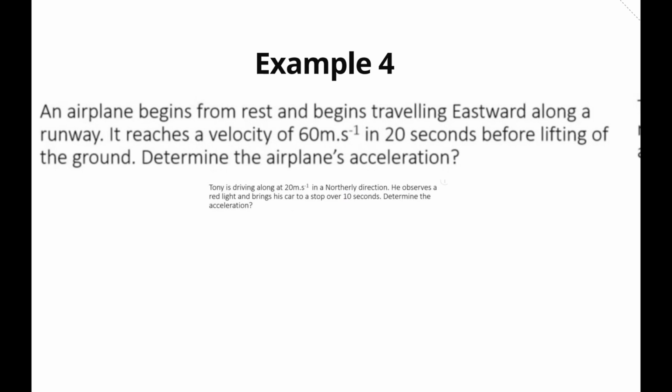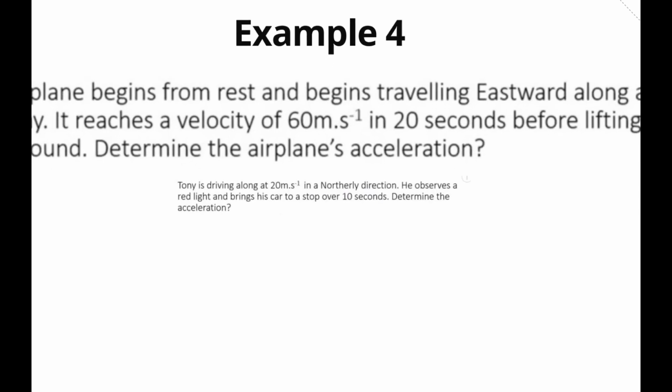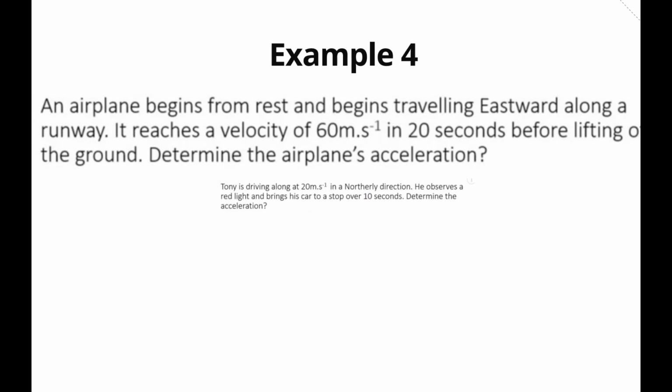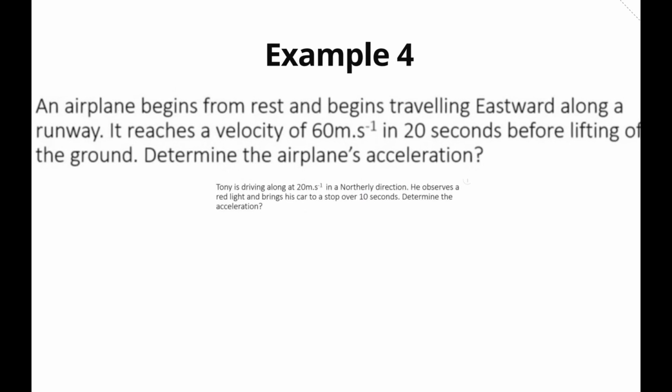You can see an airplane begins from rest, which means that rest is going to be our V initial. The airplane is stationary, it's not moving. Velocity initially is 0, and it begins traveling eastward along a runway. The reason they write east or west and not south is because they want you to use the direction. East, take right as positive. It reaches a velocity of 60 meters per second in 20 seconds before lifting off the ground. Determine the airplane's acceleration.